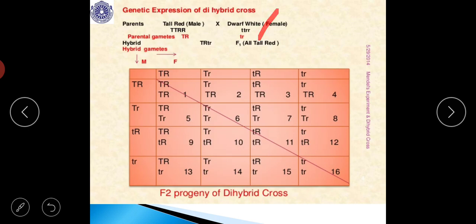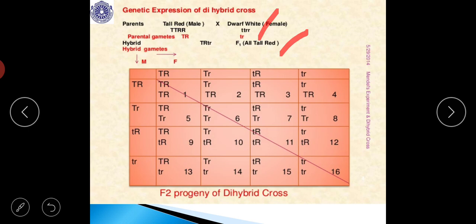In the F1 generation, it has produced a heterozygous individual having capital T, small t, capital R, small r, and the phenotype of all these F1 progeny is tall pea plants with red flowers. And when these F1 individuals are self-pollinated, they have produced the progeny in the following pattern.